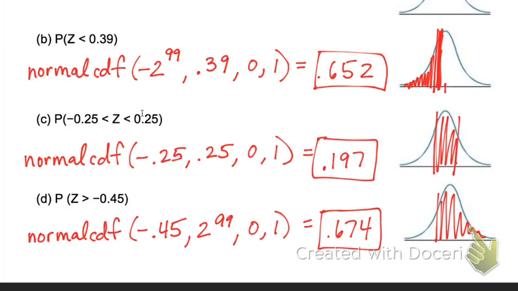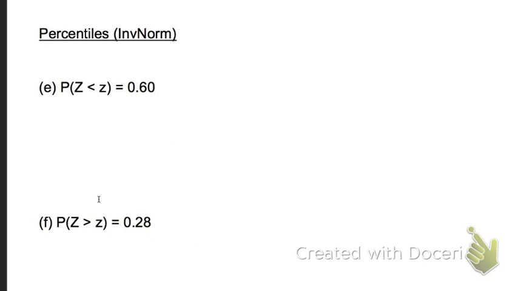The probability. So what's the probability of having a Z-score less than 0.39? That's how we figure out. So it's giving you the area under the curve, but it wants to know what the percentile is of that.